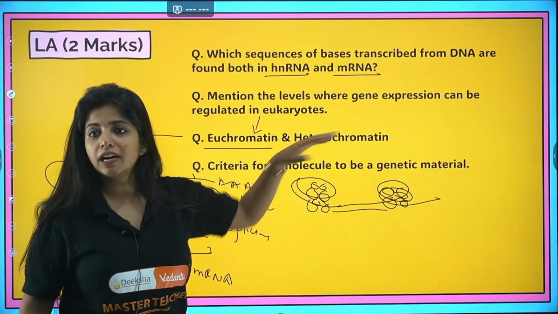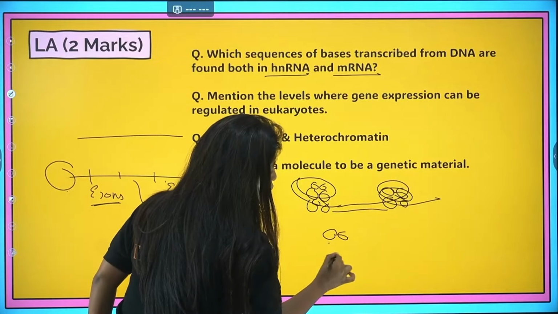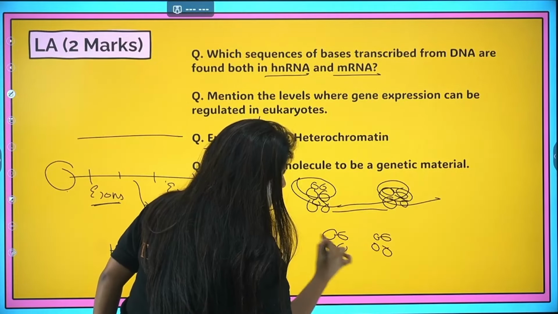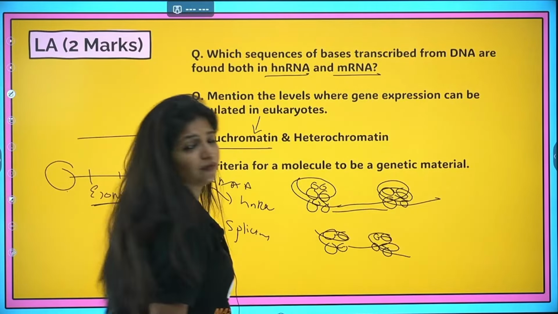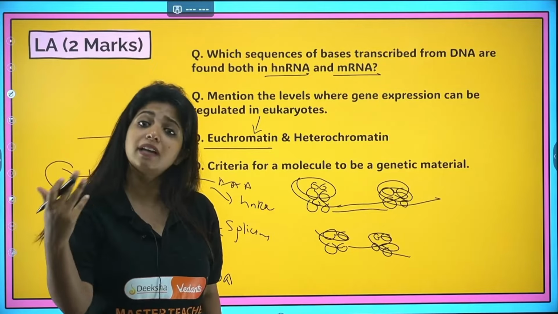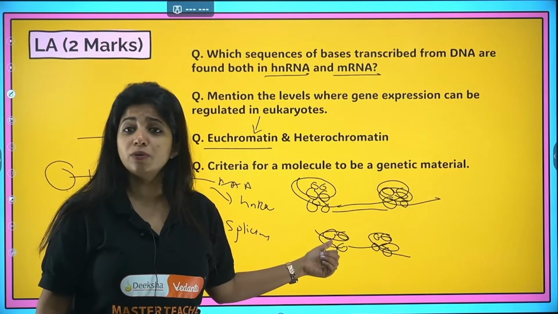Now make it opposite for heterochromatin. If they are very close to each other, do you think it will be transcriptionally active? No. Do you think it will be lightly stained? No, it will be darkly stained. Do you think it's loosely packed? No, it is tightly packed. That is for heterochromatin.